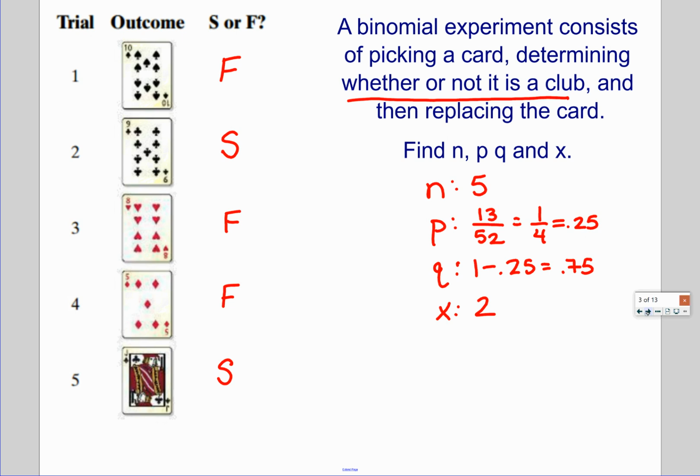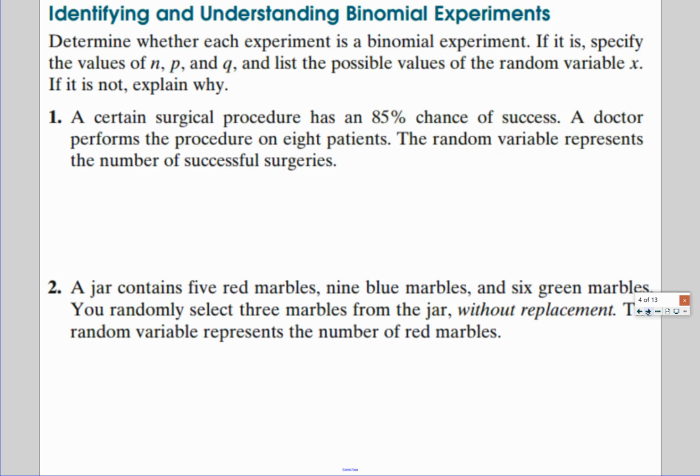Good. All right. So I want you guys to work on these 2. It says determine whether each of these experiments is a binomial experiment. Remember, for a binomial experiment, it means there are only 2 outcomes that can happen. If there are anything other than 2 outcomes, it is not a binomial experiment. If it is a binomial experiment, give N, P, Q, and then the list of all the possible values of X. So all the different ways you can have success, the number of successes.